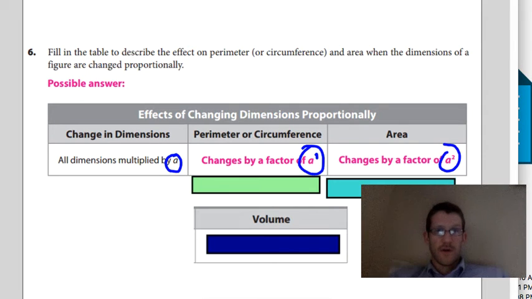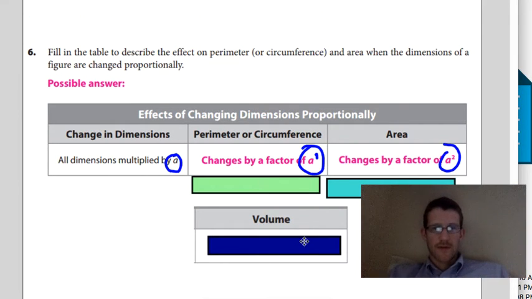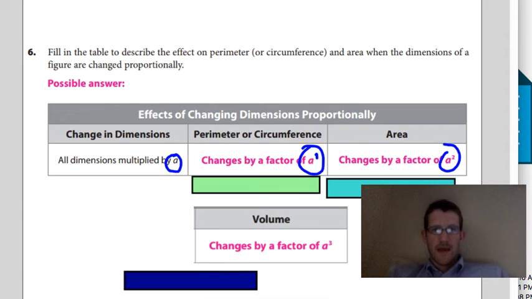And then volume, just want you to think out loud here. Volume will change by what? Well, volume is a three-dimensional thing, so therefore it's going to change by A cubed. For those of you who figured that out, gold star. Cool. I don't think there's a lot of questions on this, but just be aware.